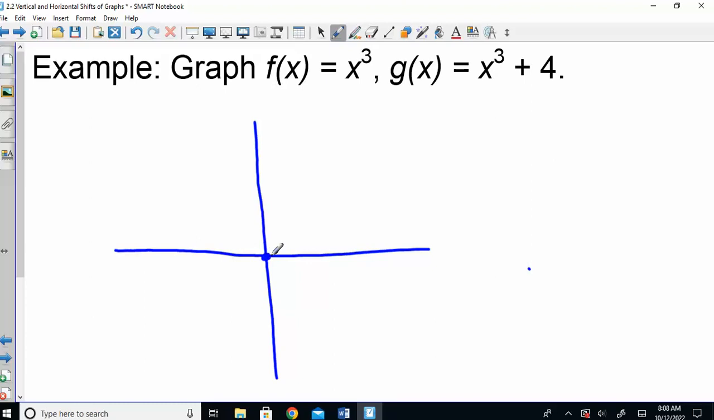So 0 cubed is 0. 1 cubed is 1. -1 cubed is -1. I've asked for a minimum of 3 exact points, so if you know your shape, then you could finish it from here. If you're not sure about the shape, all you have to do is plug in more points. If you did 2, two to the third is 8. -2 to the third is -8.